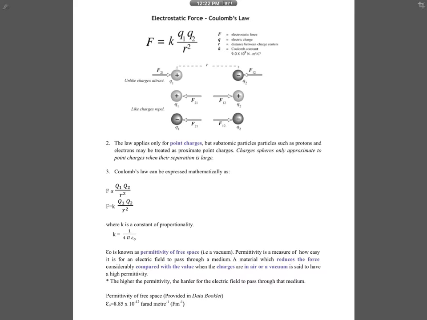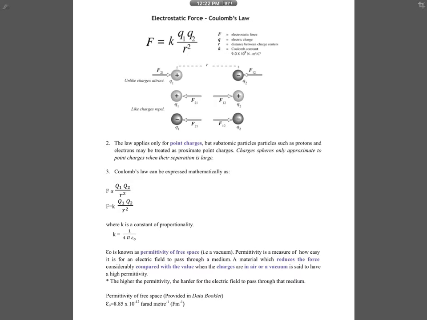Now, permittivity is a measure of how easy or how difficult it is for electric fields to pass through a certain region. There are certain mediums where the electric field can pass through easily, and certain mediums where the electric field will find it very hard to pass through. In the mediums where it can pass through easily, the force between the charges will be strong. In the medium where it cannot pass through easily, the force between the charges will be weak.